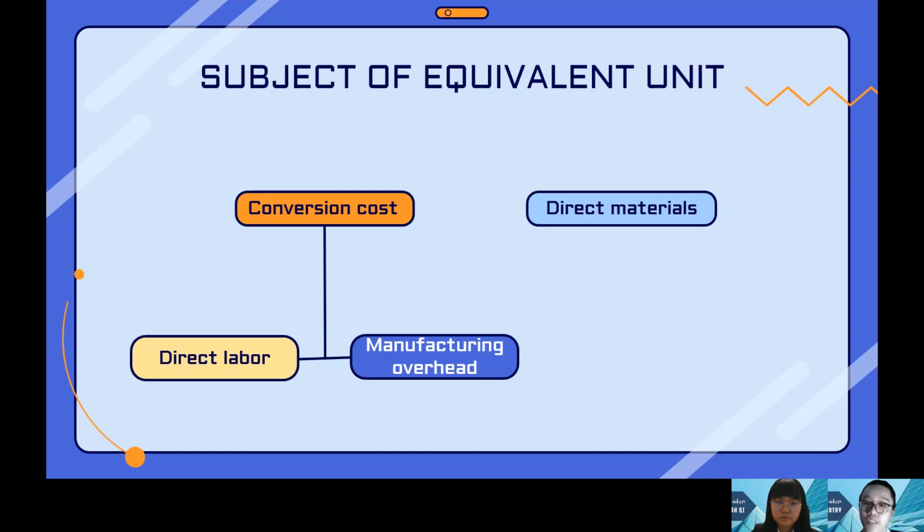The elements of equivalent units are conversion cost, which consists of direct labor and manufacturing overhead, such as electricity, water, and others. And we have direct materials, which is the same as job order costing. For the next departments, Department B and Department C, we have transferred in cost too for the report.